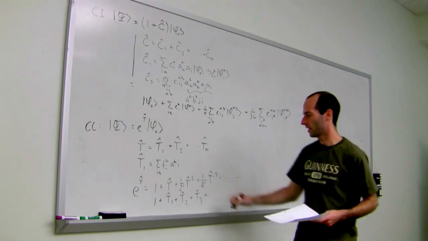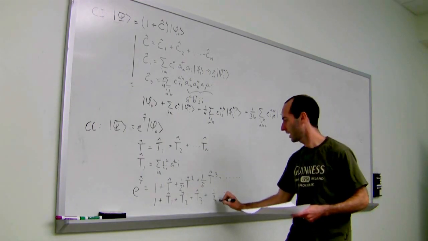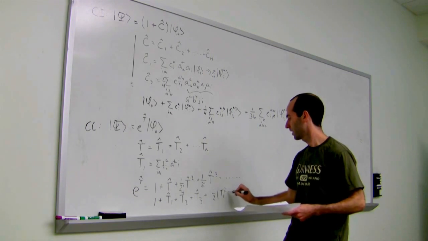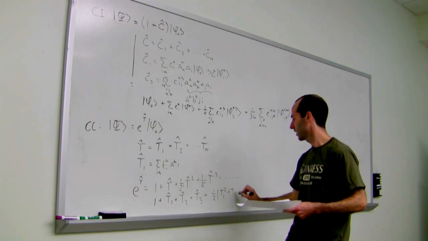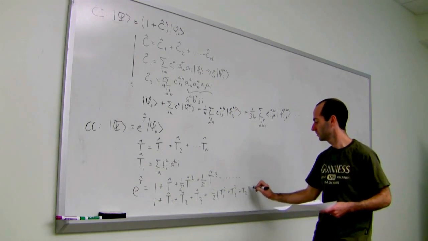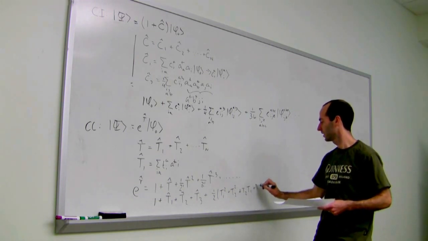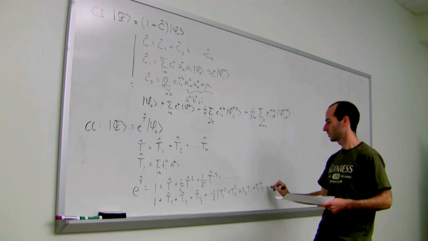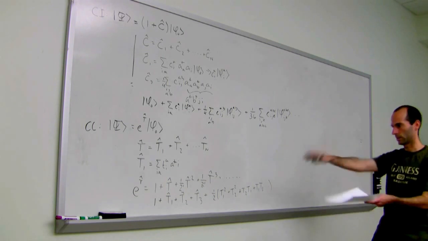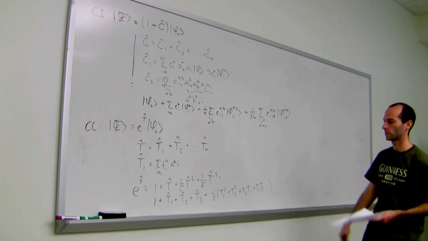And then you're also going to have quadratic terms. So you're going to have 1/2 T1 squared, T2 squared, T1 T2, and T2 T1, and so forth. And then you'll have the cubic terms beyond that. And like I said, this is an infinite sum, so it's a lot of operators.